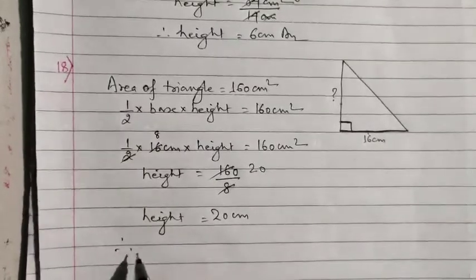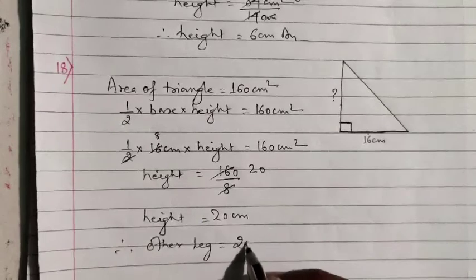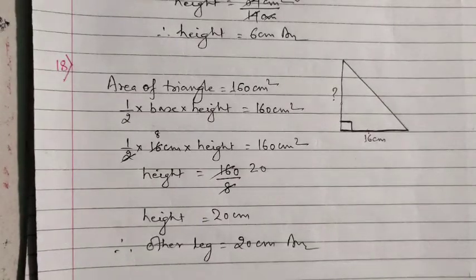It means that we can write, therefore, the other leg is equal to 20 centimeter. This will be your answer. Hope that question number 18 is also clear to you. Next we are going to solve question number 20.